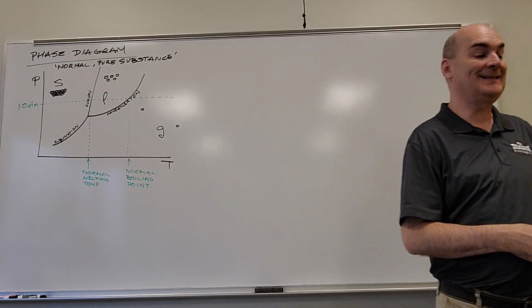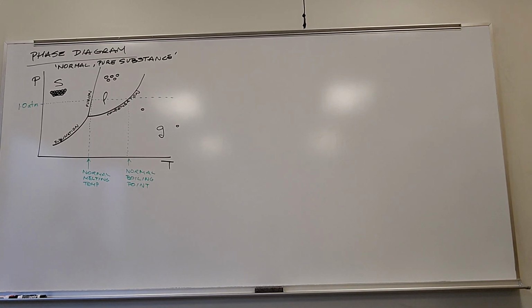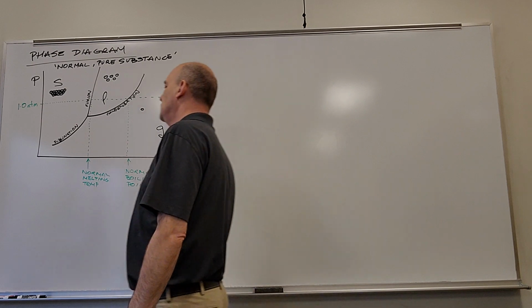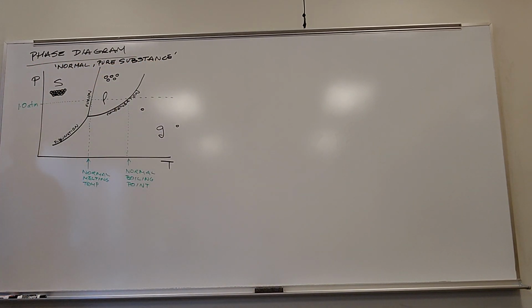Ice floats because ice is less dense than liquid water. Solids are normally more dense than liquids, but ice is less dense, because its phase diagram is wrong, its fusion curve tilts the wrong way. And it's a good thing, because if it wasn't tilted the wrong way, there would be no life on this planet. It would not be possible.